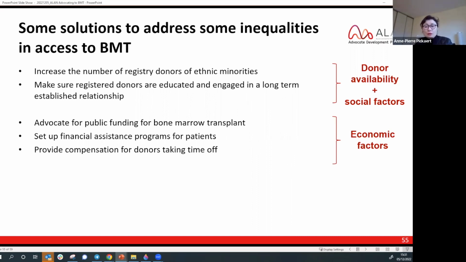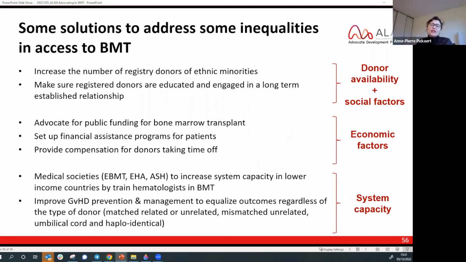that would be extremely useful. And then touching on the structural barriers, the system capacity, we should be advocating to the EBMT, the European Blood and Marrow Transplant Society, the EHA, but also to ASH, to help increase the system capacity in some countries. So to train hematologists to perform bone marrow transplant, and to keep up with the latest developments and practices, so that they can perform bone marrow transplant accordingly.